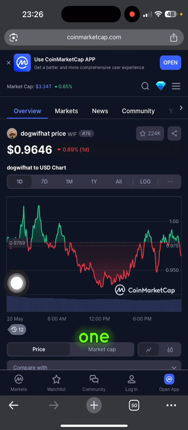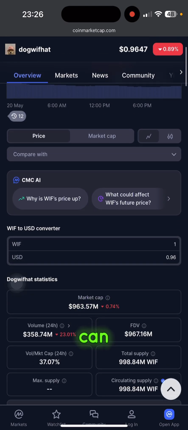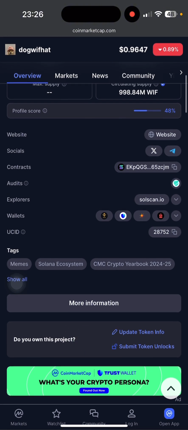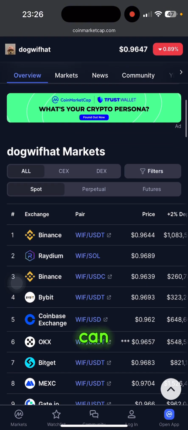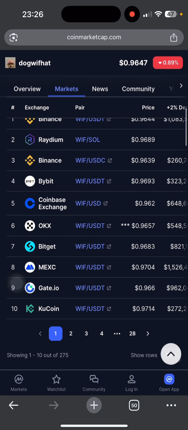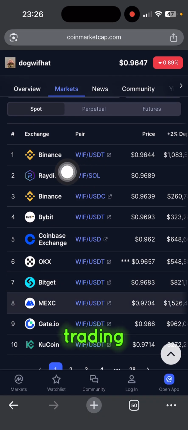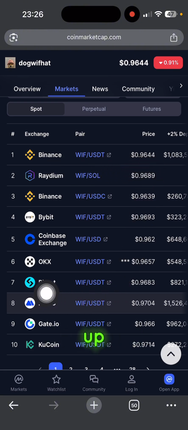So let's click on that one, and let's see how we can quickly take advantage of this, see how we can capitalize on that. Right off the bat, as you can see, Binance is currently trading this coin at 96.44. Meanwhile, if you look up MEXC, it is actually at 97.04. So that's the inefficiency we are referring to here.